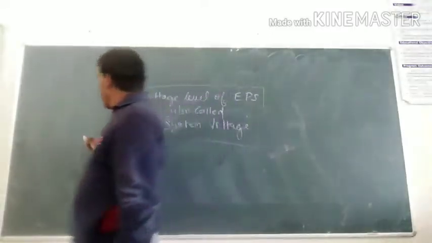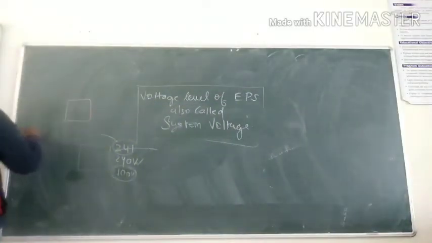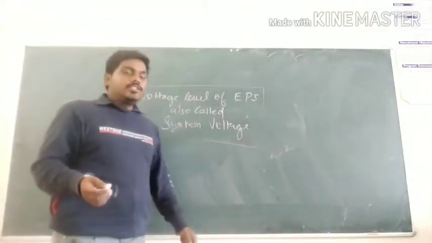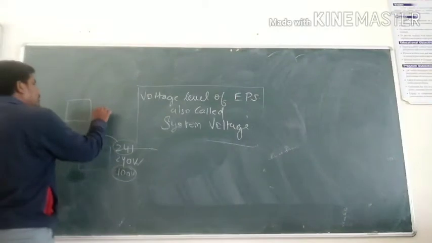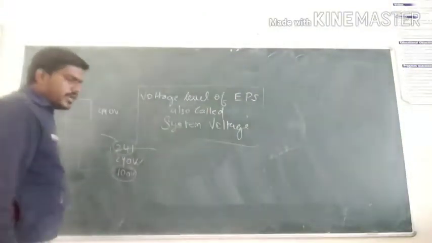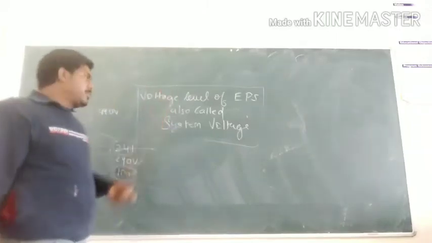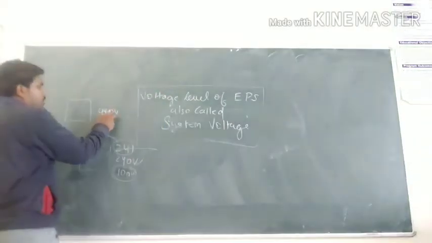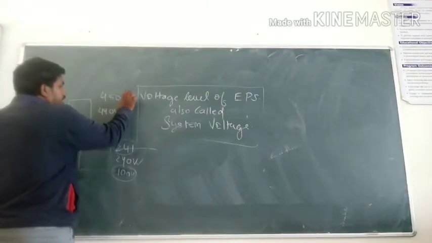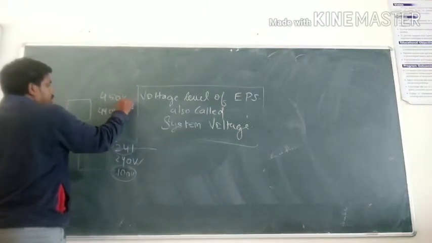Let's suppose I want to design my transformer. So what I do, I take the safety margins. Let's suppose this is my 440 volt transformer, then I just exceed some limit of it. I do not put 440 volt, I put 450 volt. It means I can exceed the voltage here by 10 volt.